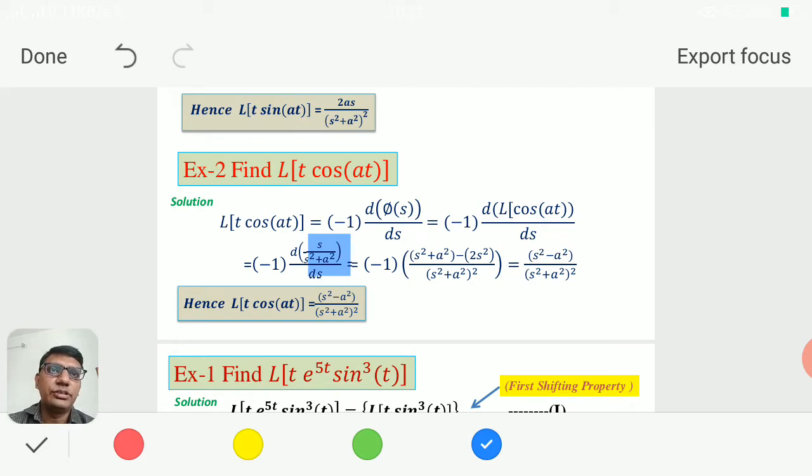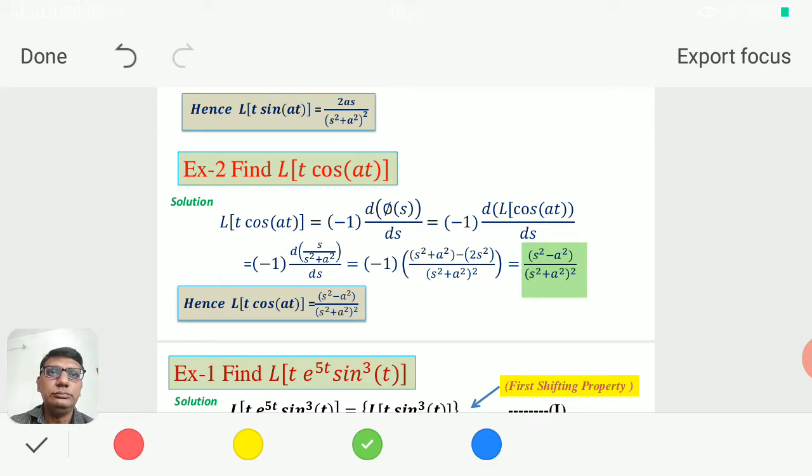Now minus 1 times the derivative of s upon s square plus a square becomes, by the division rule, s square plus a square minus 2s square upon s square plus a square the whole square. Then finally, after simplifying, we get the Laplace of t cos at equals s square minus a square upon s square plus a square the whole square.